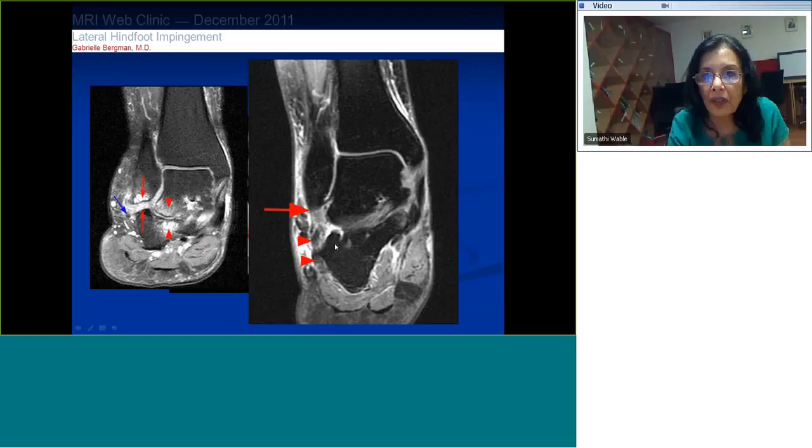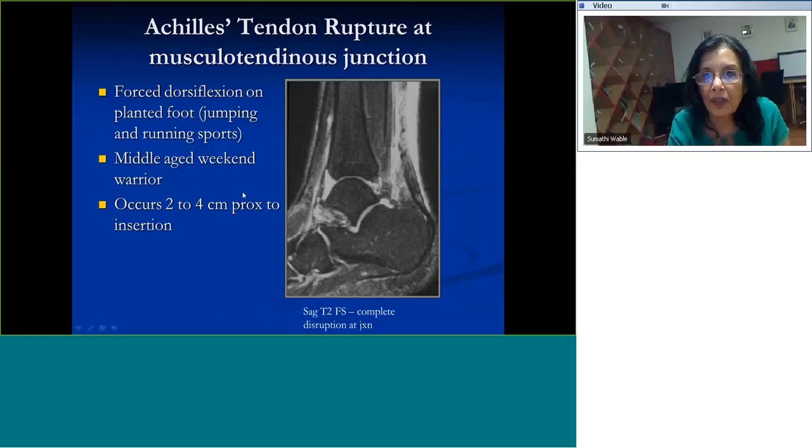Lateral malleolus, the peroneal tendons being in normal position here, and the lateral process of the talus and calcaneus. Coming to the posterior group of tendons, basically you're talking about the Achilles tendon, which is one of the largest tendons in the body.